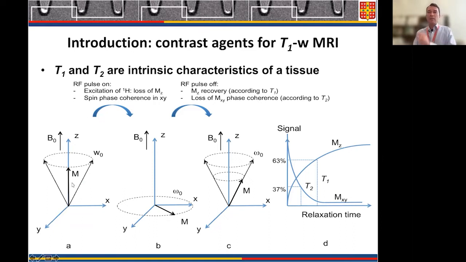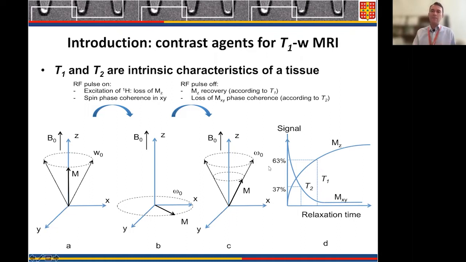And this gives rise to two different types of relaxation mechanisms, the T1 and the T2. So T1 refers to the longitudinal relaxation mechanism. So this is the typical time by which each one of the tissues will fully recover their full magnetization.